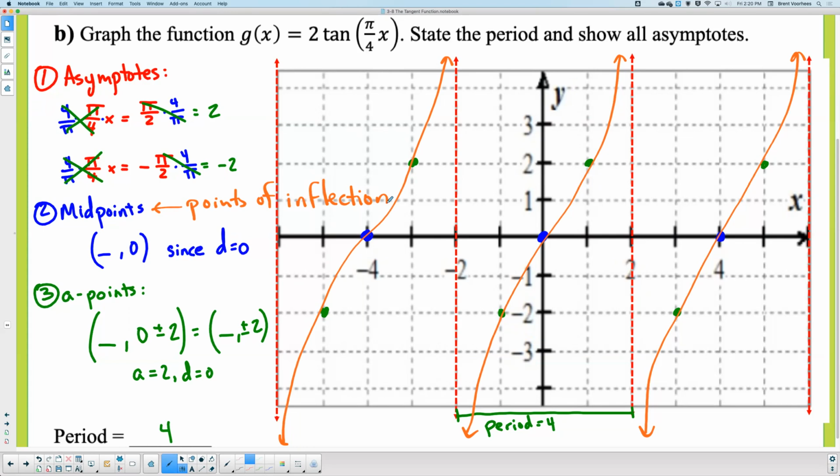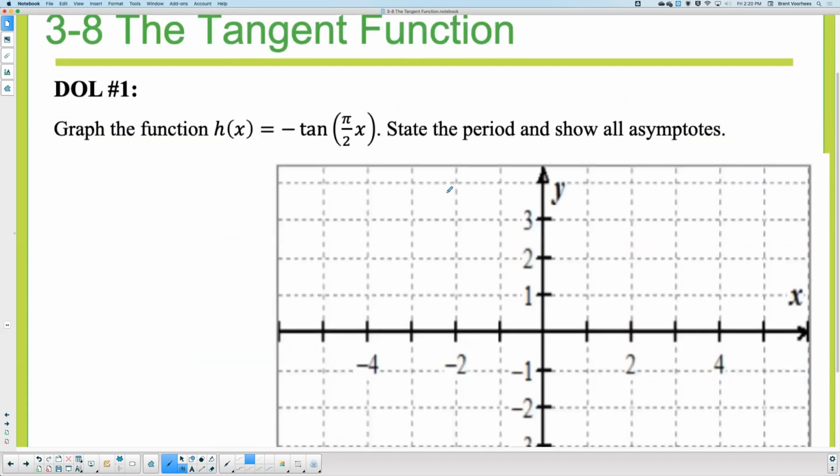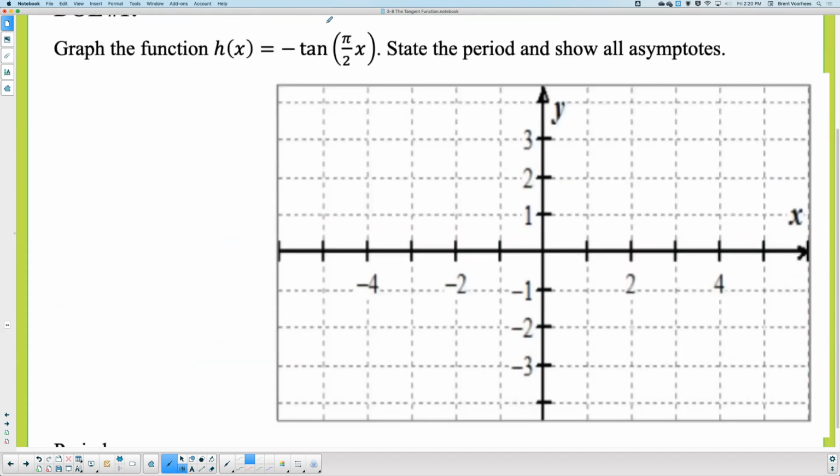Questions over that? I'm going to give you your first DOL. Let's see if you can mimic the 3 steps. See what you come up with. DOL number 1.